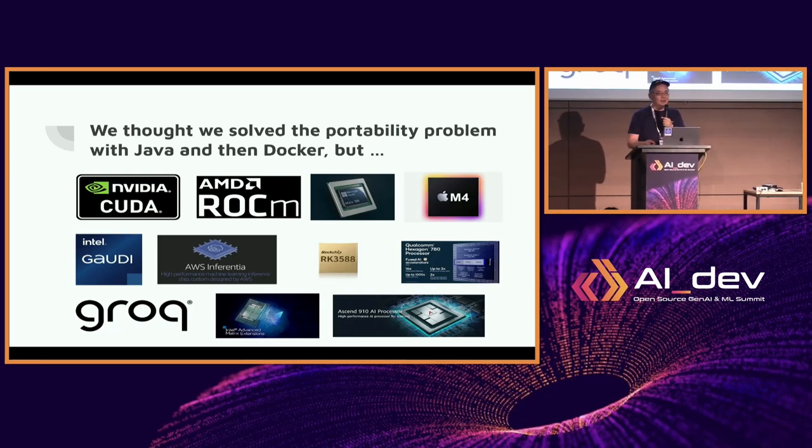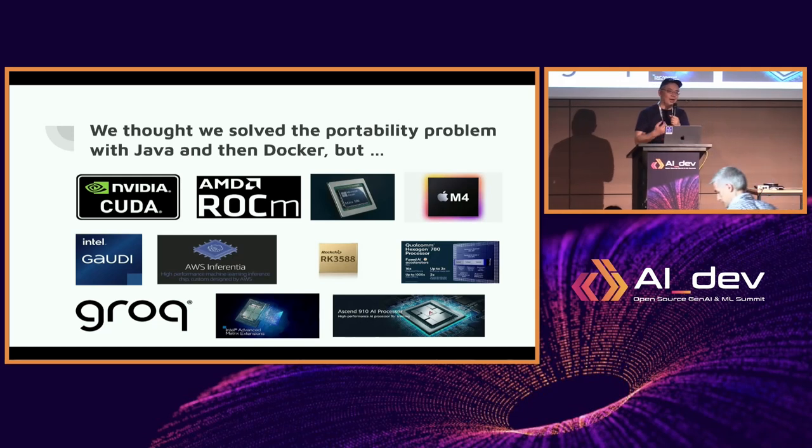Every cloud provider, from Amazon to Google to Azure to Alibaba to Tencent Cloud, each has their own AI chip that's proprietary to their own cloud offerings, right? So we are seeing an explosion of AI hardware and drivers.